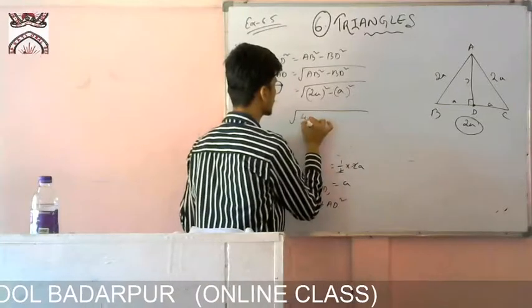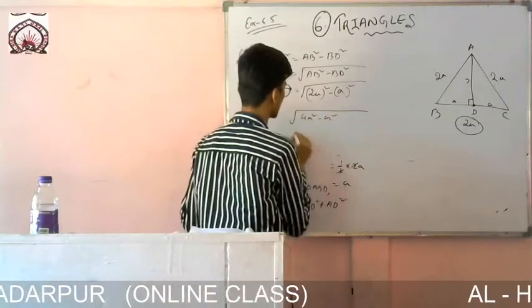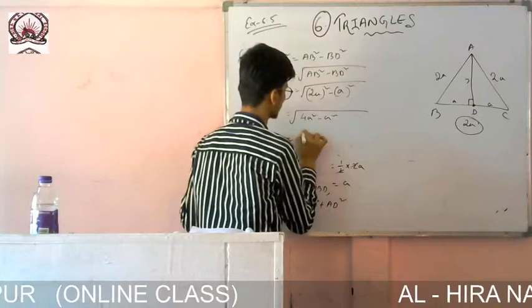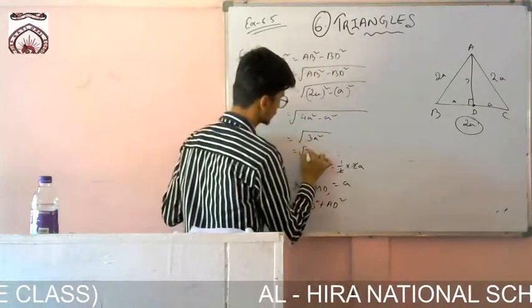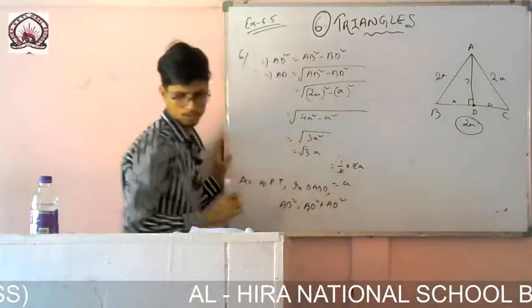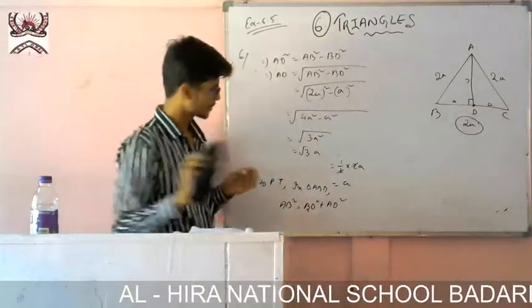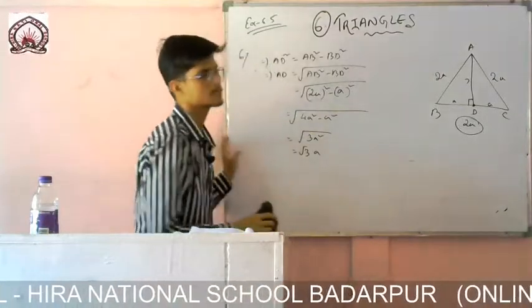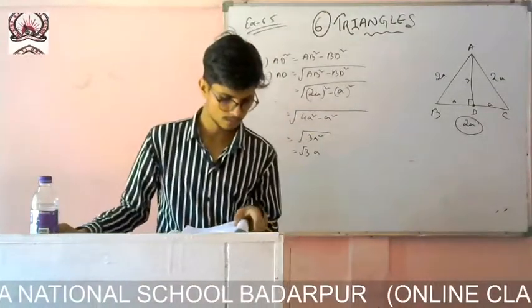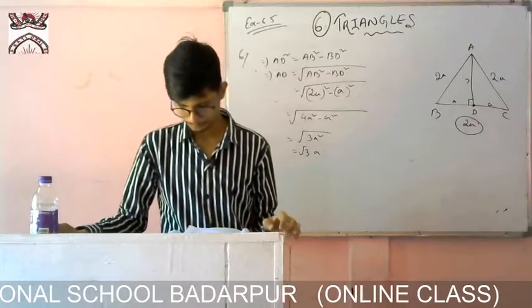So 2 into 2A, that is 4A square minus A square. So that is 3A square. The altitude is root 3A. And we also know that the altitude of an equilateral triangle is equal to root 3 by 2 into side, okay.